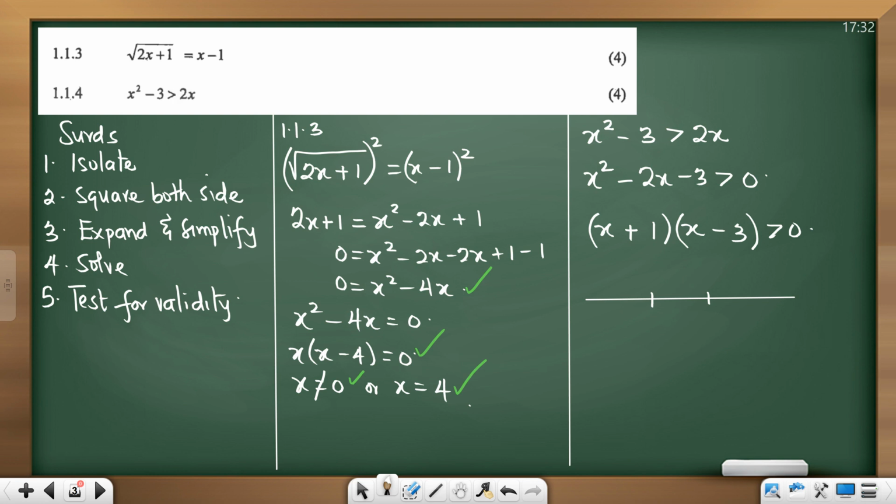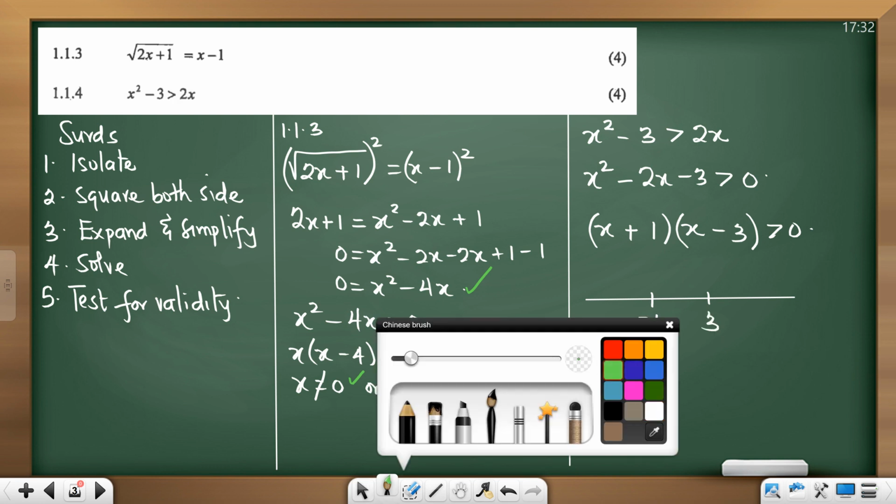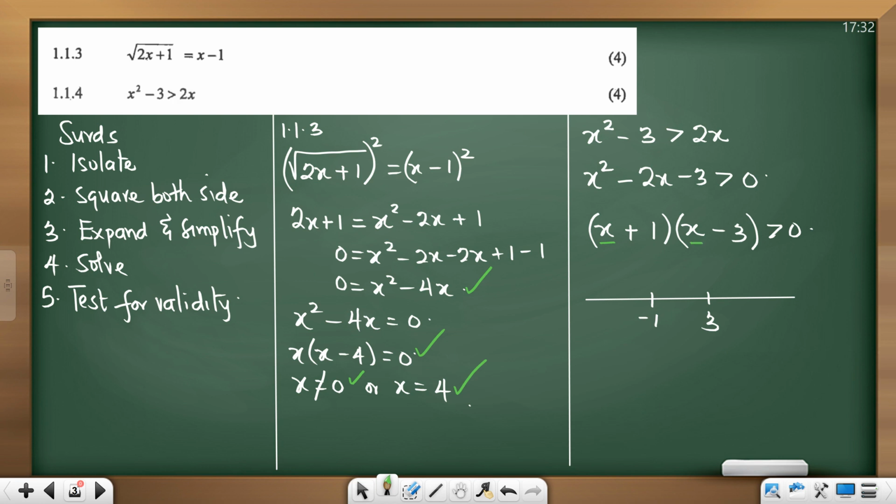I'll tell you a few things here. What are your critical values? Each bracket should then be equal to what? 0. The smaller number should be on the left-hand side. So I have x equals minus 1 because x plus 1 equals 0, and x minus 3 equals 0 would give me 3. Please take note. Make sure your bracket starts with x. I'll try to move around where the bracket would not start with the x.